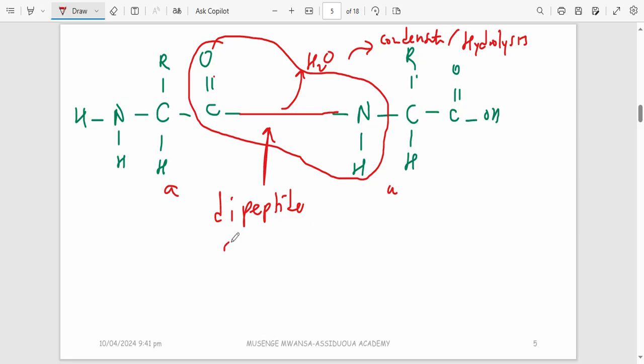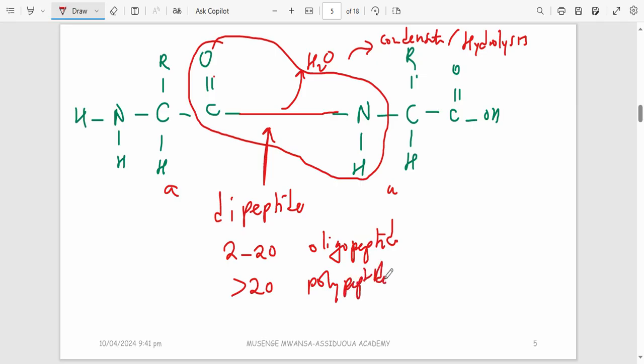When we have got two amino acids, we call that a dipeptide, three a tripeptide, four a tetrapeptide. But if you have got two to 20, we call that an oligopeptide. And when you have got more than 20 amino acids, greater than 20, we call that a polypeptide. That is how we get to form these, right? And so when you put these polypeptides together and they become functional, that will end up forming a protein.